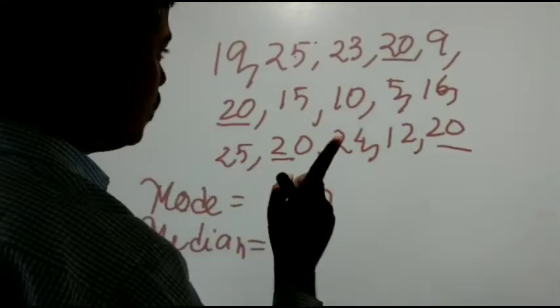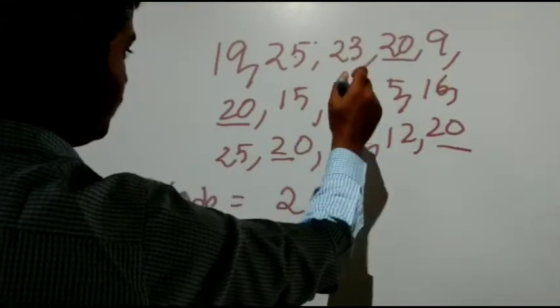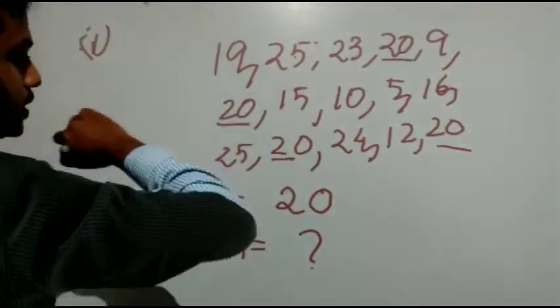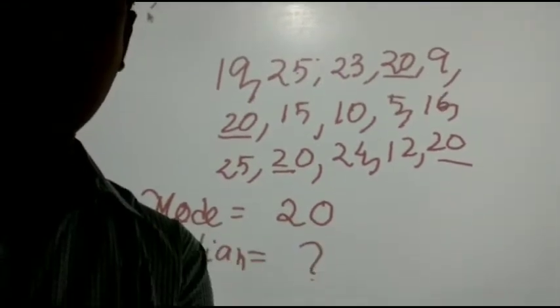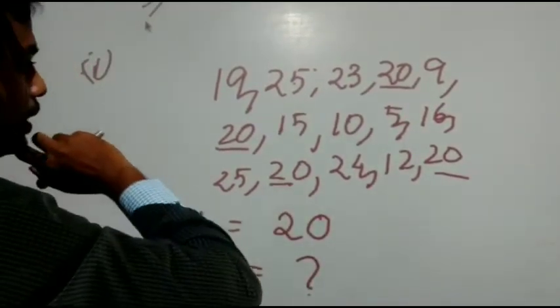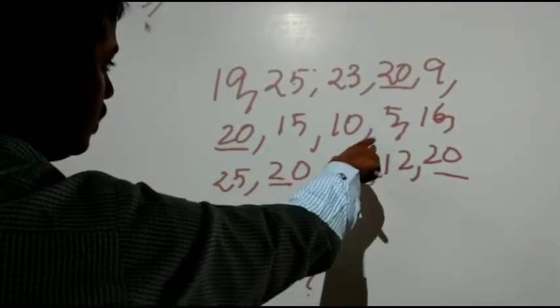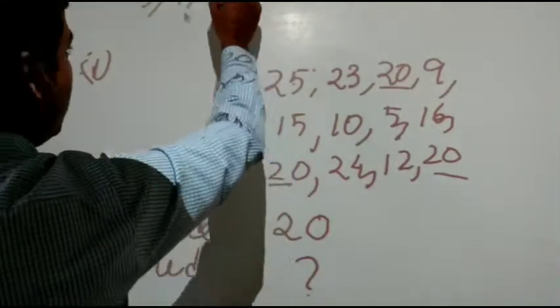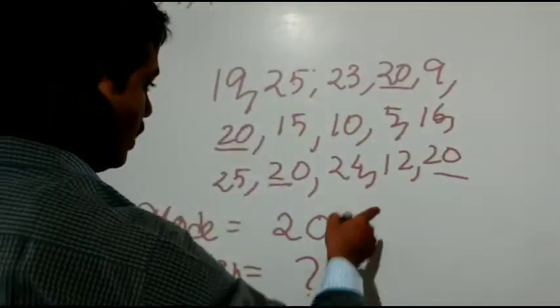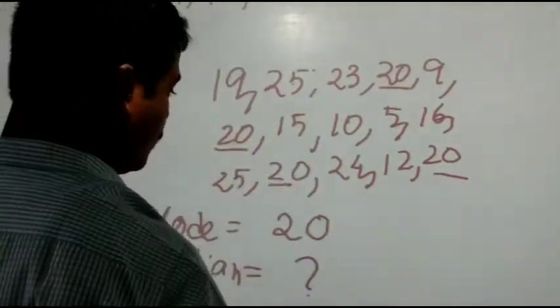So the lowest value here is 5. 5 will come first. Then the next number, the lowest remaining is 5. Next is 9. Next we have 10. Next we have 12.